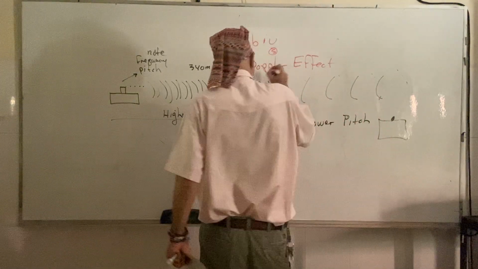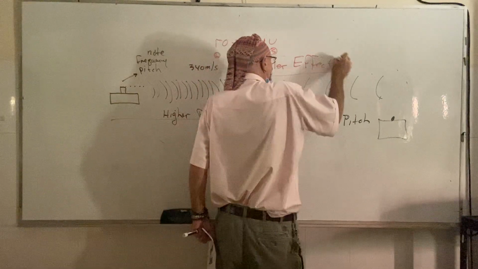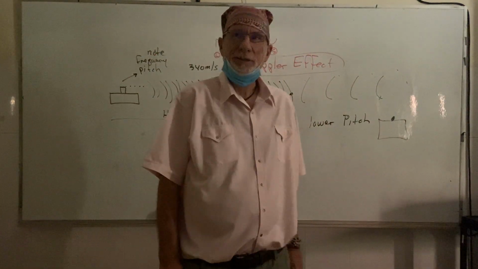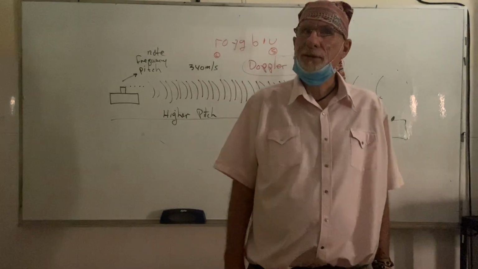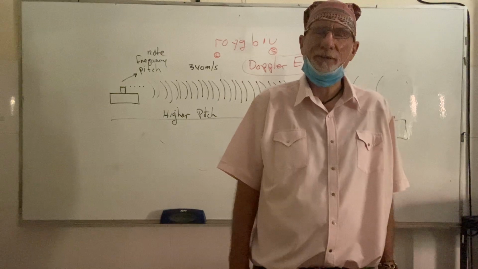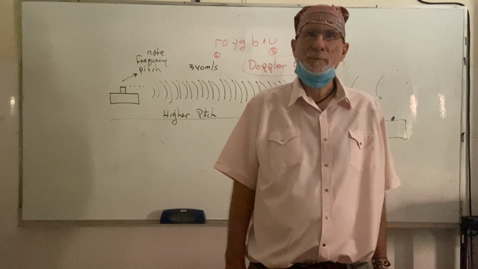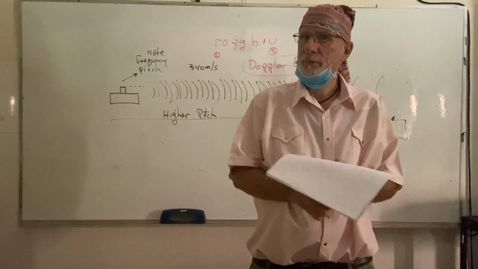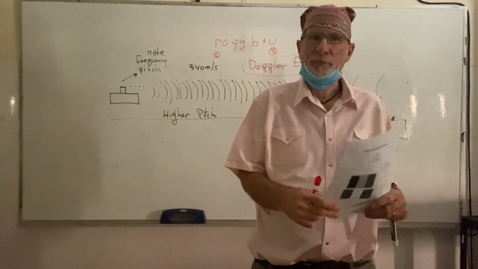This is called the Doppler effect. It's simple yet complex mathematics. It's not terribly difficult. It's a formula on your equation sheet. But I'm not doing the mathematics with this. Clear? Let's stop it. Okay?